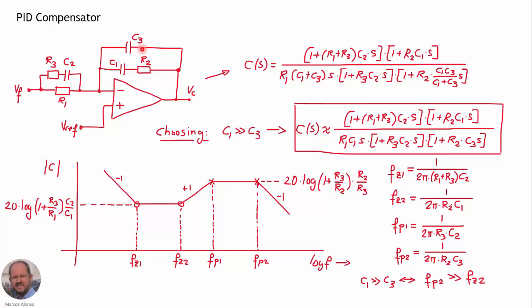we are including another capacitor C3. So if we analyze the response of this compensator, we will get this expression here, in which we have everything. We have a pole at the origin, so we are able to make zero the error at steady state.